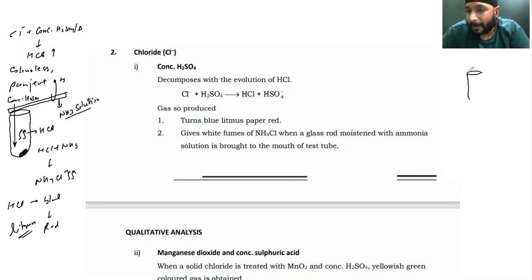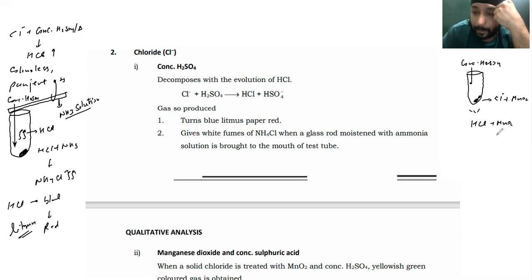Now, the next test: again take Cl minus and just put some MnO2 also. So I have Cl minus and MnO2 here. Now again put concentrated H2SO4 here. If I put concentrated H2SO4 and heat it, HCl gas comes out, which gets oxidized by MnO2 to produce Cl2 gas, which is a greenish yellow gas. Got it?